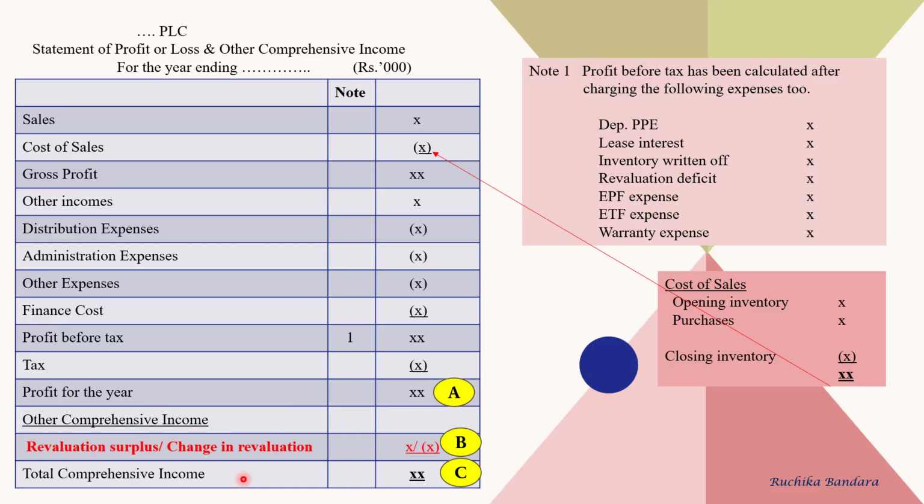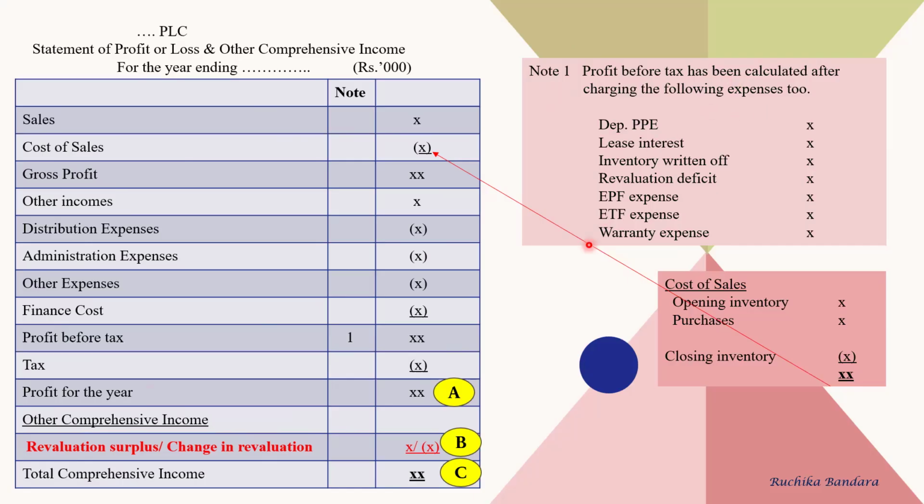So whenever you take the question, write the format from top to bottom. Then you can put the values later. When it comes to this format, there's only one note, which is for the profit before tax. So that note we have to write as note number 1, profit before tax has been calculated after charging the following expenses to.